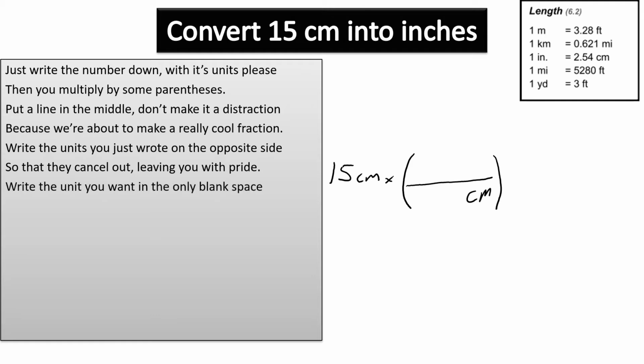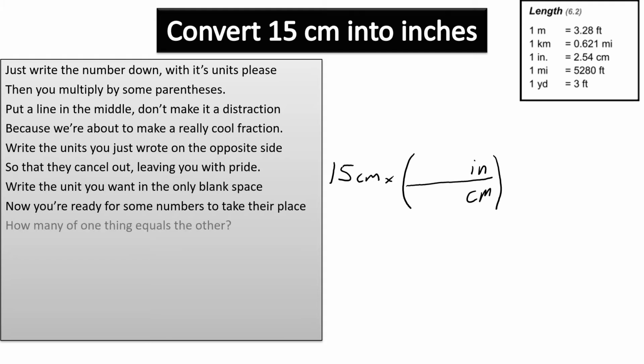Write the unit you want in the only blank space. Okay, we want to go into inches. So the only blank space is, boom, like that. By writing the units in first and ensuring that they're going to cancel out, you don't have to guess where to put the numbers. These units in their placement are going to tell you where to put the numbers. Now you're ready for some numbers to take their place.